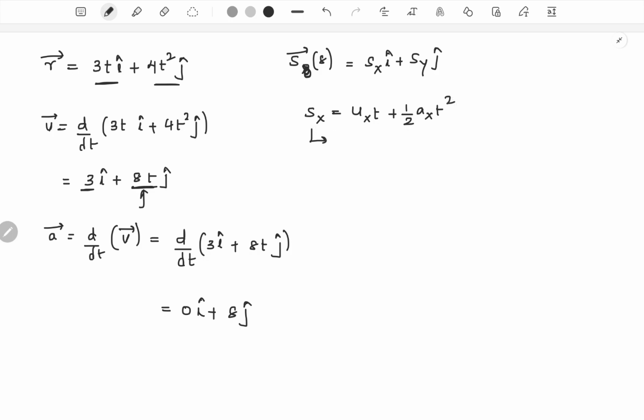So here sx is the displacement parallel to the x-axis, ux is the initial component of the velocity, or the component of velocity at t is equal to 0, along x-axis, and ax represents x component of acceleration. Since our intention is to find the displacement along x-axis in 8 seconds, the velocity is constant; at t is equal to 0 also, it would be equal to 3 units into t, which is 8, plus, as we already discussed, x component of acceleration is 0.